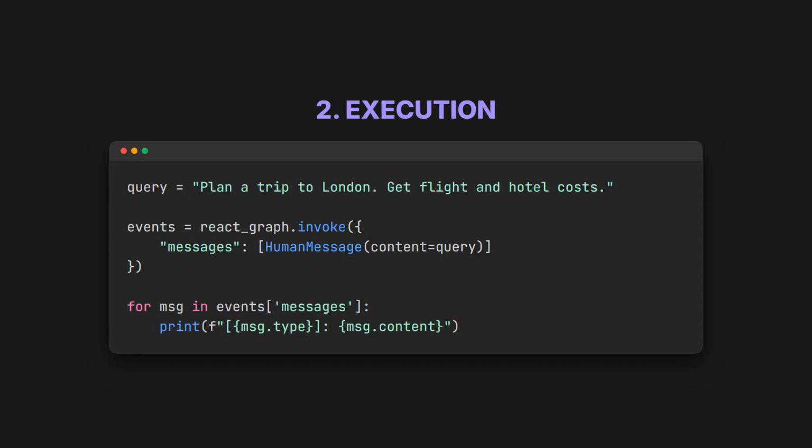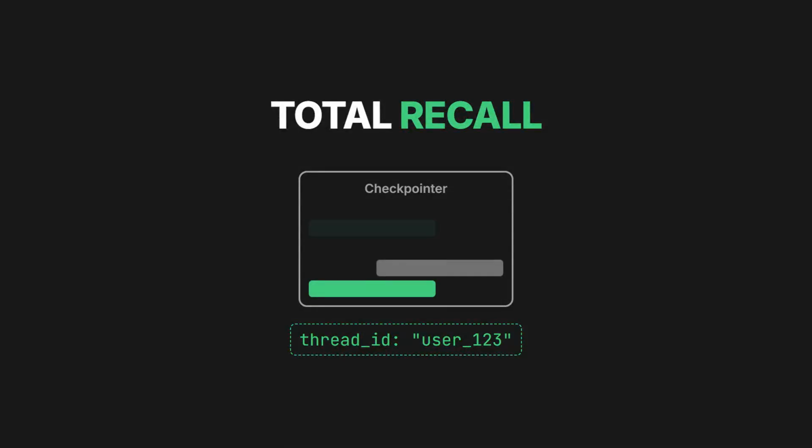Autonomous reasoning. By default, LLMs are amnesiacs. They forget you the moment they answer. To build a real product, we need persistence. In LangGraph, we use checkpointers. By passing a simple thread ID with your config, the graph automatically saves the entire state of the conversation. This allows you to pause a conversation today and resume it tomorrow exactly where you left off. Let's see how MemorySaver works.